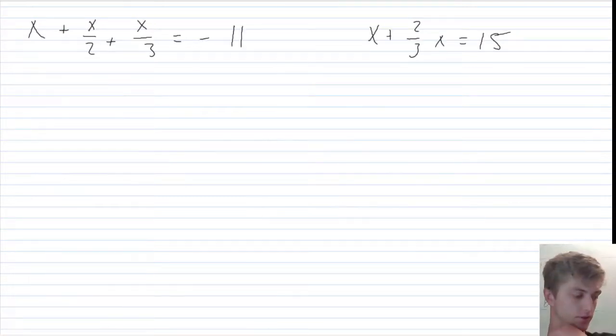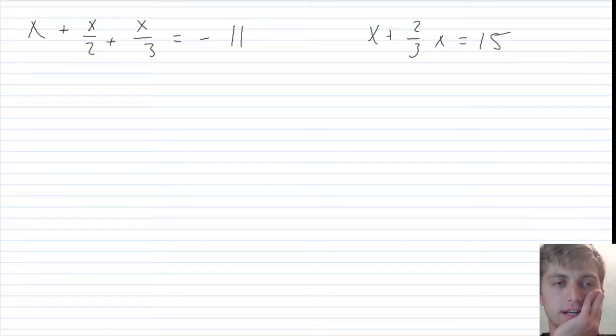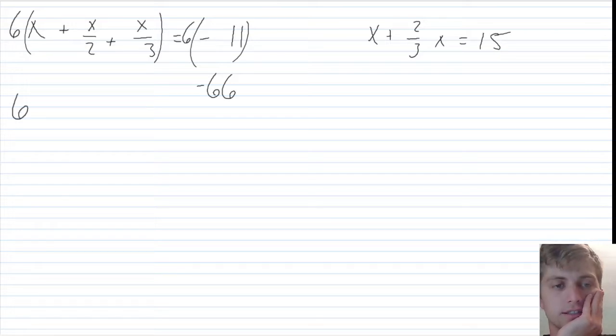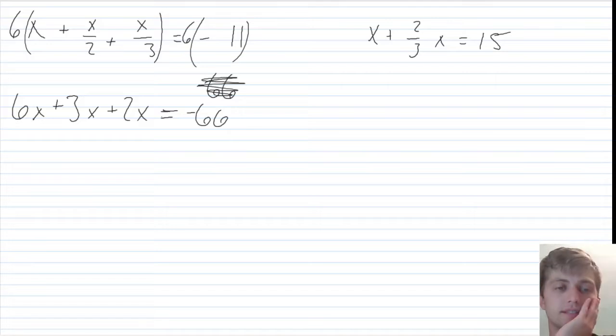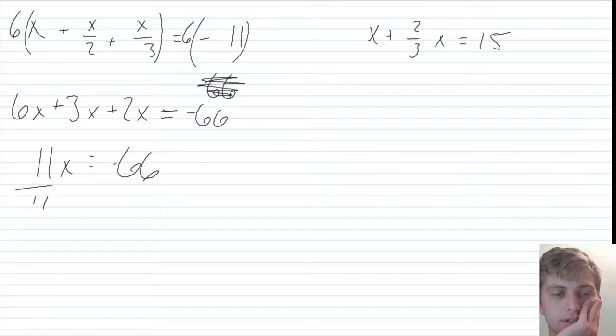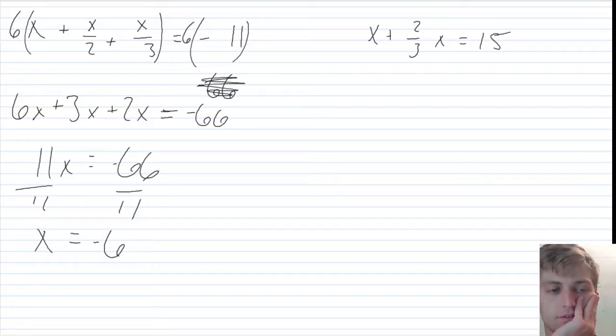All right, number 10. Let's clear our fractions. What are our denominators? We've got a 1, a 2, a 3, and a 1. What's the least common multiple of 1, 2, and 3? It's 6, so we'll multiply both sides by 6. We've got negative 66 over here. We've got 6x. 6 divided by 2 is 3x. 6 divided by 3 is 2x. Equals negative 66. Forget that, I accidentally wrote it twice. Combine like terms. We've got 11x equals negative 66. Divide by 11, divide by 11. x equals negative 6.